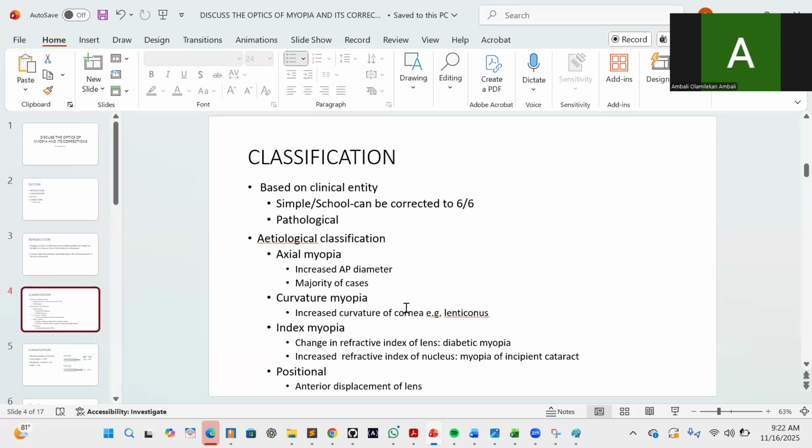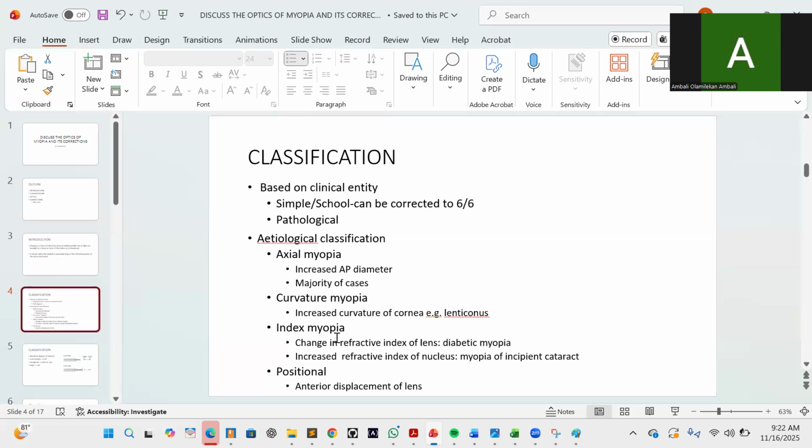Also, you can have curvature myopia, that is, the curvature of the eye increases, which could be in the cornea or the lens. Cornea like keratoconus, while the lens like lenticonus, or lentiglobus. So that's as the case may be.